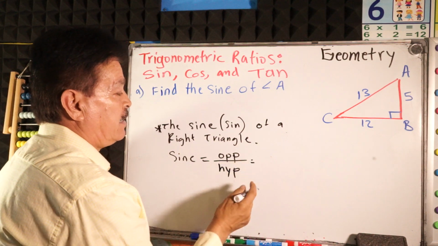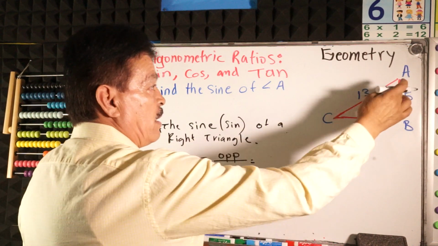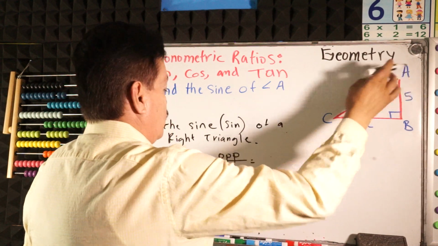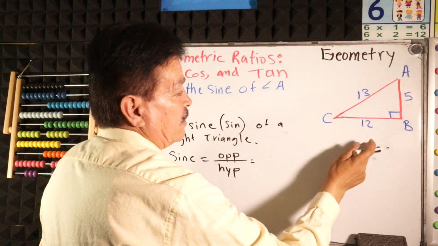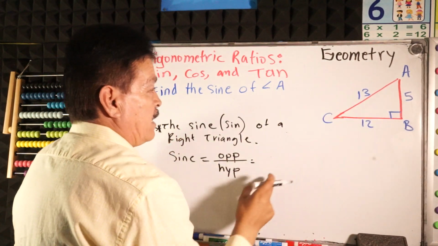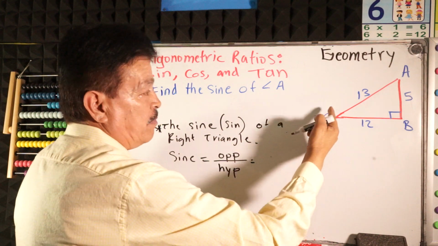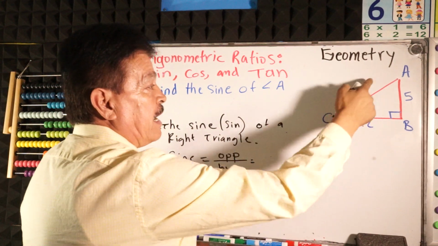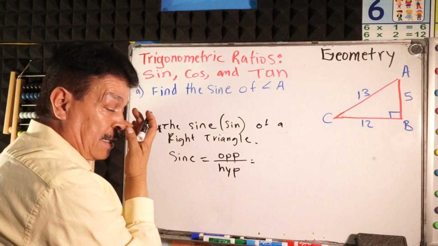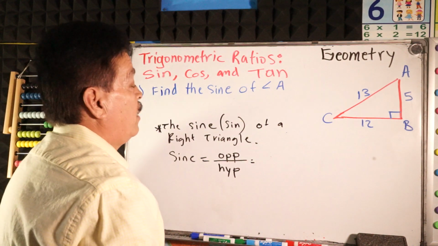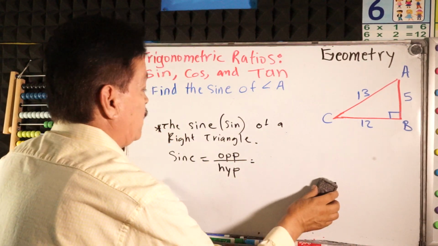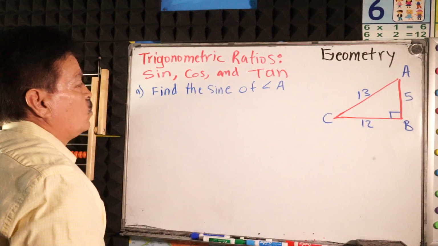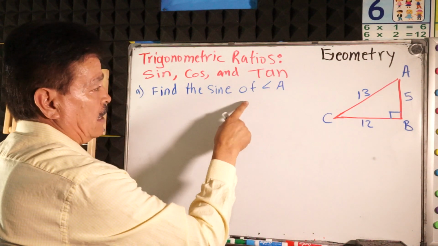In our problem, we are talking about the angle A. The opposite side of this angle is CB, all right? The hypotenuse is the side opposite to the right angle. This is the right angle, and this is the hypotenuse. So this is the definition of the sine in a right triangle. Let's try to find the sine of the angle A.